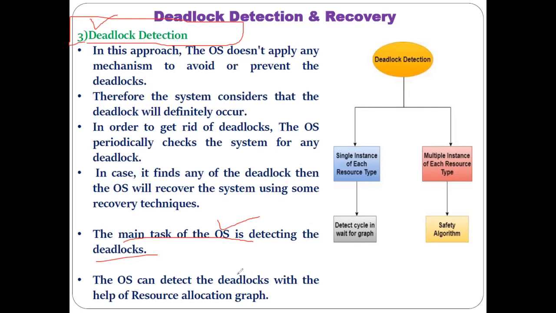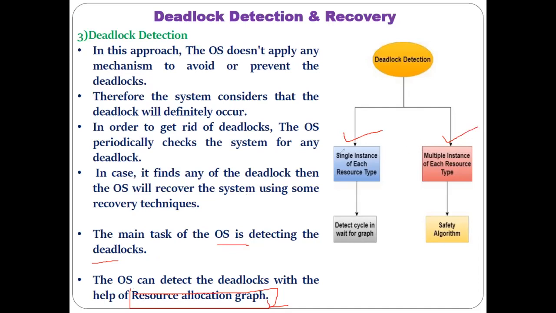Now how can the deadlock be detected? For that purpose, we have to see some techniques. In that technique, a resource allocation graph is utilized. I will show you the resource allocation graph also. As I said, the main task of the operating system here is the detection of the deadlock. Generally, detection of the deadlock is done with the help of two cases.